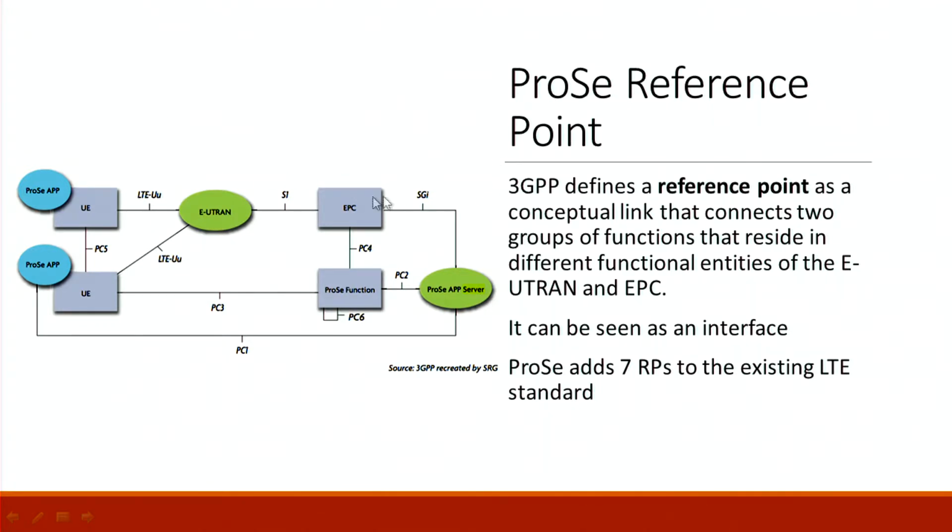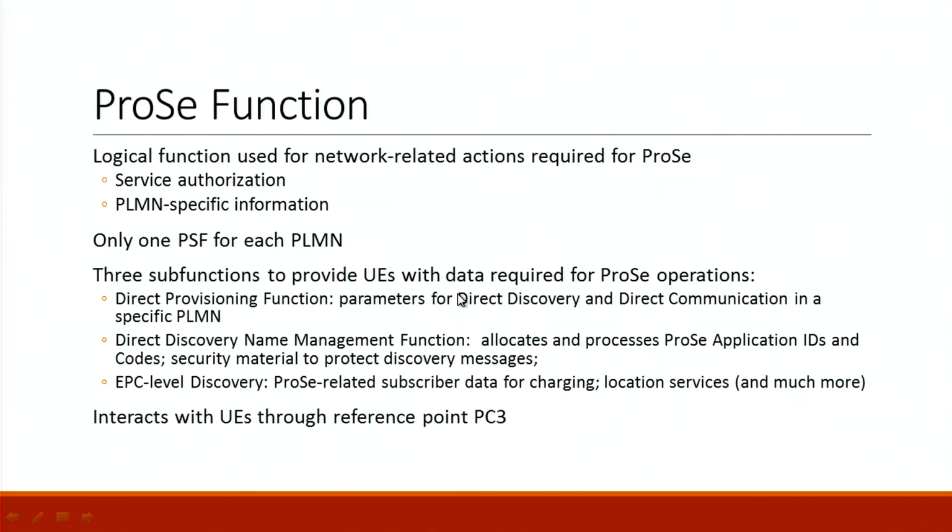Okay, in this picture, I just highlighted that 3GPP defines new reference points: PC5 between UEs, PC3 between UE and PROSE function, PC6 between PROSE functions of different operators, and PC1 between PROSE app and PROSE app server. What is the purpose of the PROSE function?